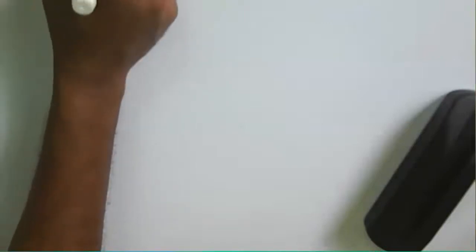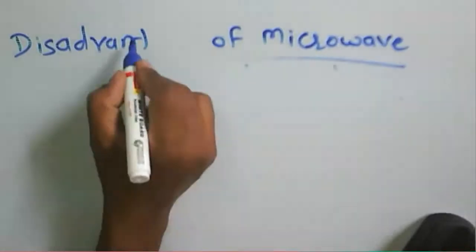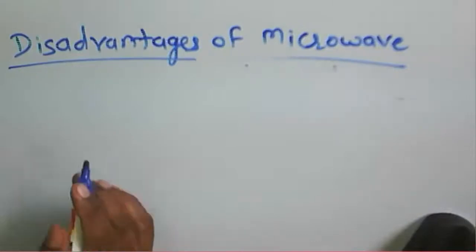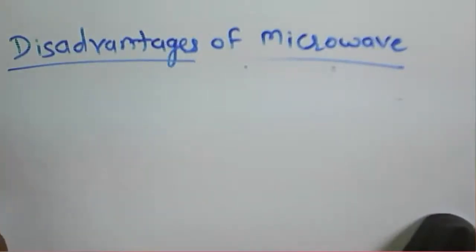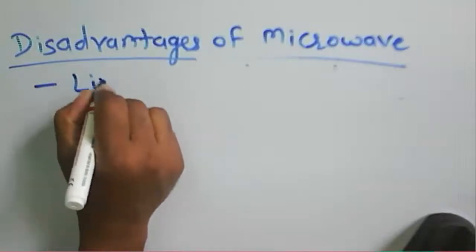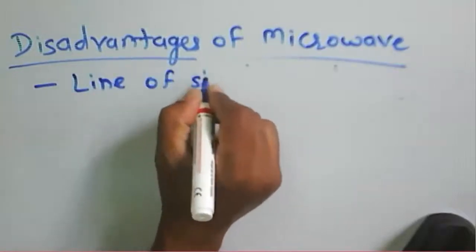Similarly, besides the advantages, there are some disadvantages. What are the various disadvantages of microwave while we are communicating? The first disadvantage is line of sight propagation.